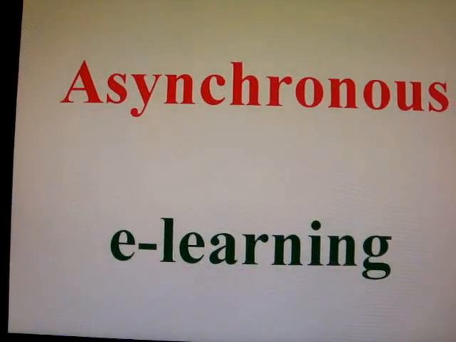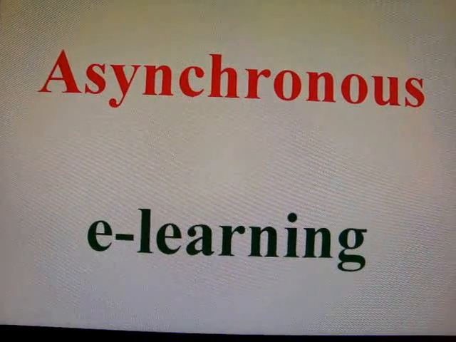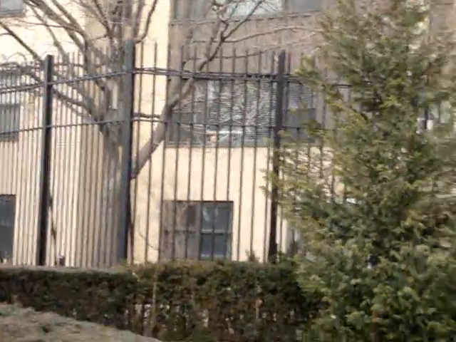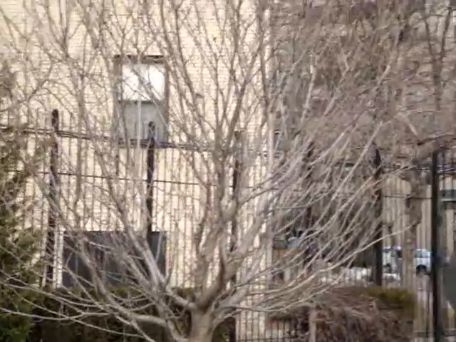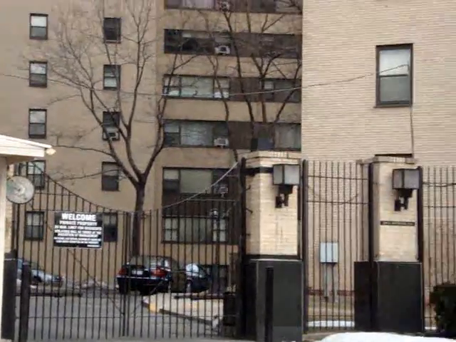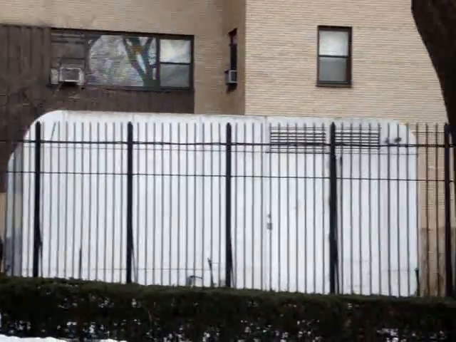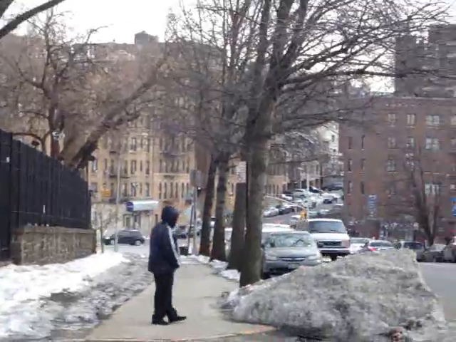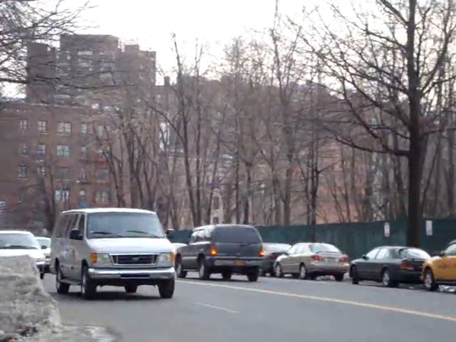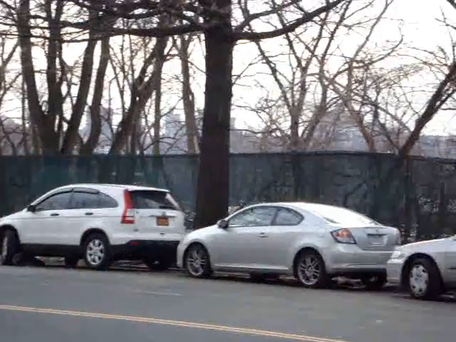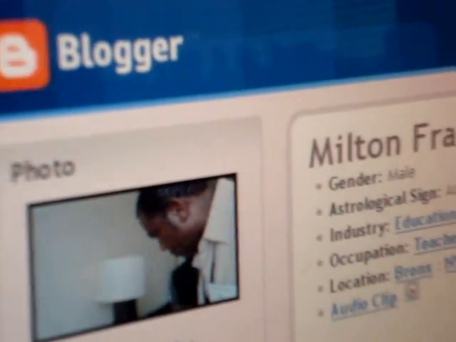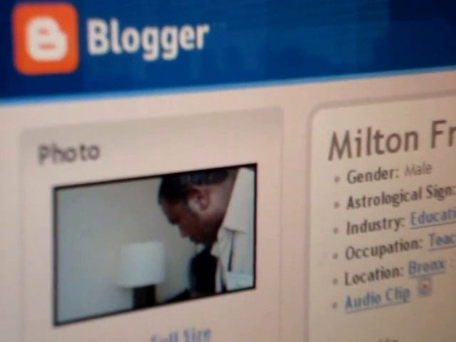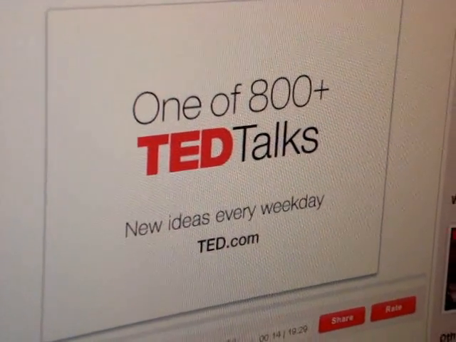Asynchronous e-learning. Asynchronous e-learning is facilitated by media technology that supports both the learners and the teachers. Some of these technologies, in addition to the messaging, email, and the threaded discussion board mentioned earlier, include weblogs, commonly called blogs. There are also wikis, and streaming videos.